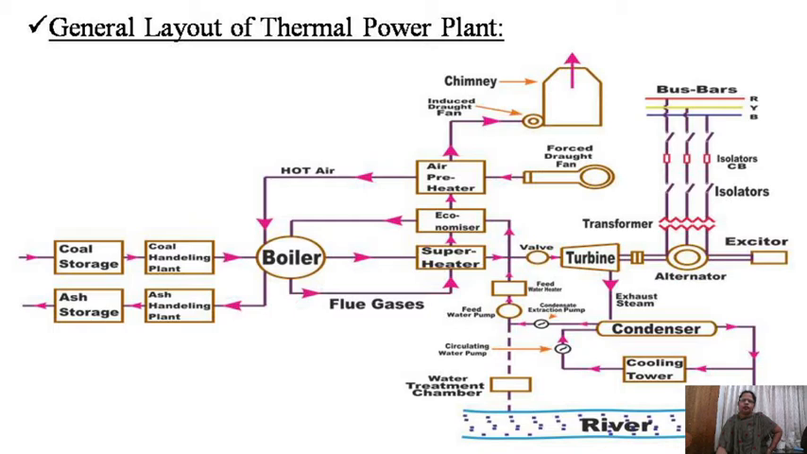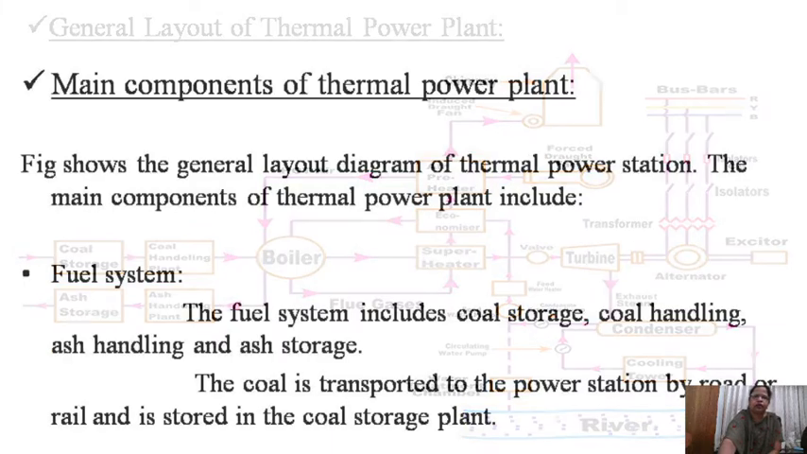And the exhaust steam from the turbine is again passed on to the condenser, where it is condensed and passed through the cooling tower and again passed to the feed water pump, to the economizer and boiler for the reuse. This is the principle of working of the thermal power plant.